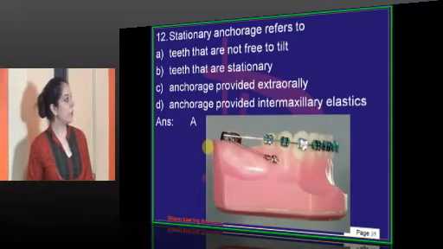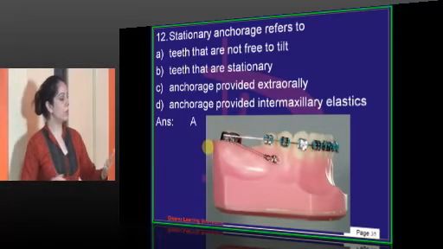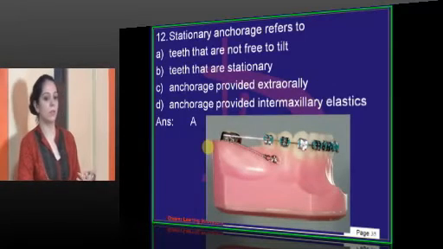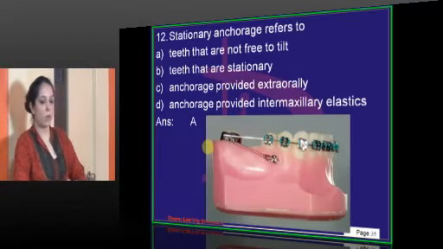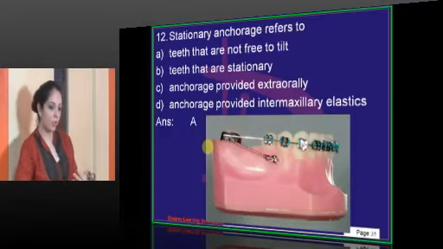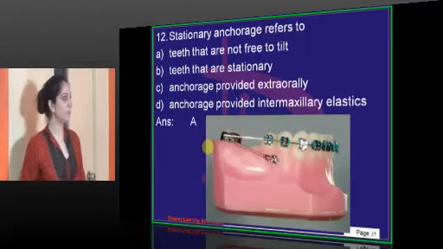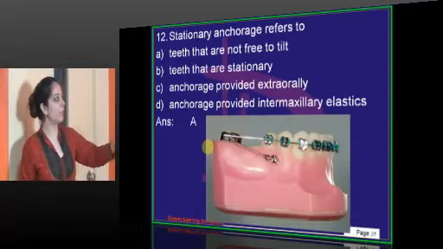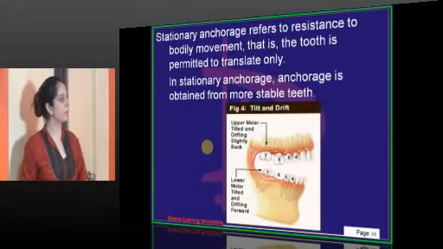Now, stationary anchorage refers to the teeth that are not free to tilt. You can also argue, why is it not answer B, teeth that are stationary? We are not talking about teeth that are already stationary. We are talking about teeth that have the tendency to move but yet are not moving. So, therefore, it is teeth that are not free to tilt. They can tilt but they are not free, because there is bodily movement of the anterior teeth during retraction.